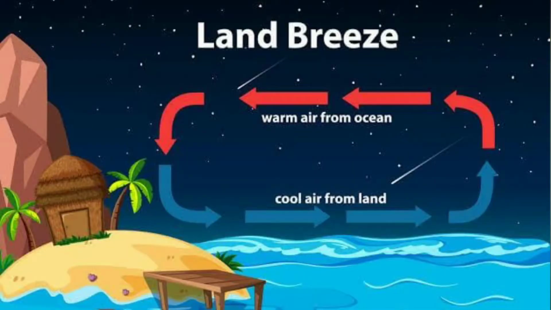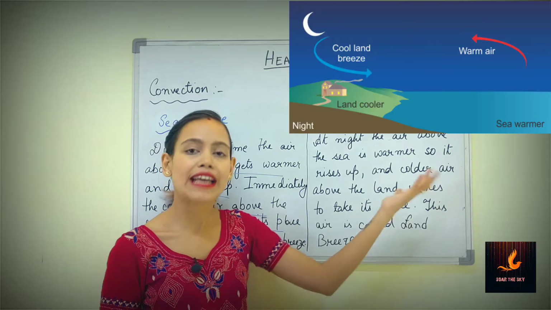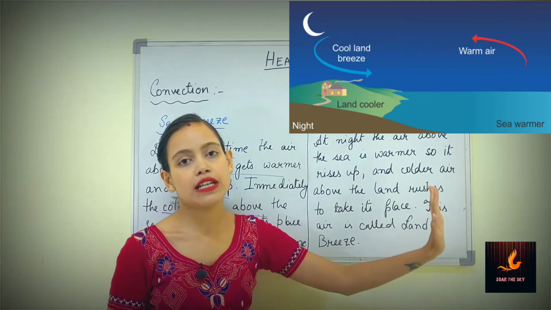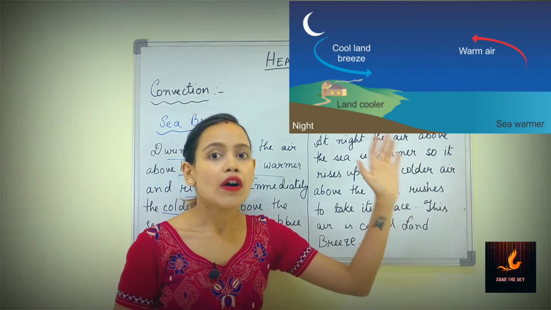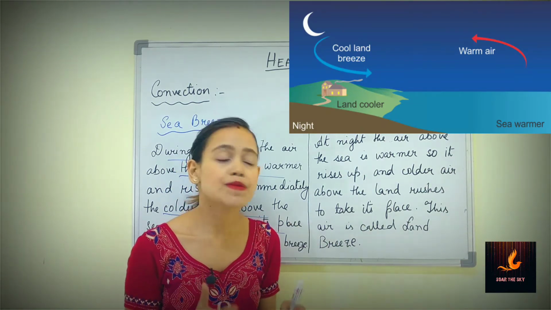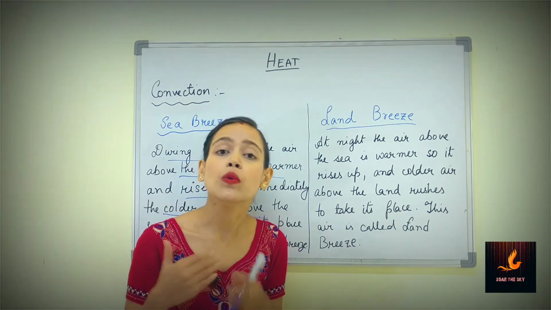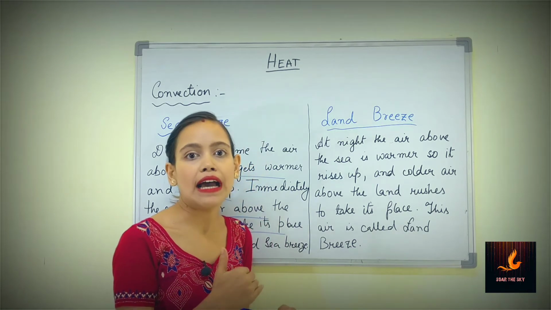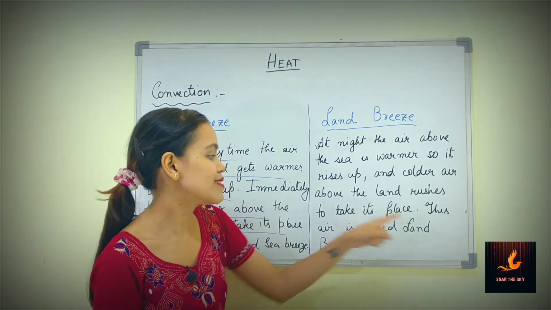So here is the diagram where you can see during the night time, the land loses its heat faster than the sea, and the air above the sea is still hotter. So it's lighter, it's getting up, and the colder air from the land is rushing to take its place. So this warm air that is coming from the sea to the land helps us to keep warm during the winter, and the hotter air from the land which is going towards the sea, this is called the land breeze.